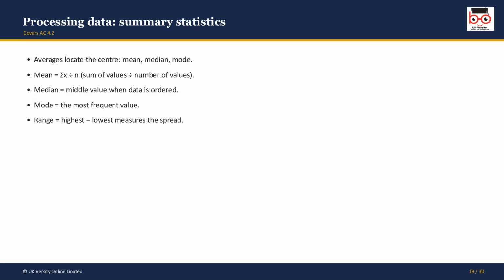Alongside diagrams, we summarize with a few key statistics. Averages locate the center of the data. That's the mean, median, and mode. The mean is the sum of x divided by n. The median is the middle value once the data's in order. The mode is the most frequent value, and the range, highest minus lowest, gives a simple measure of the spread.